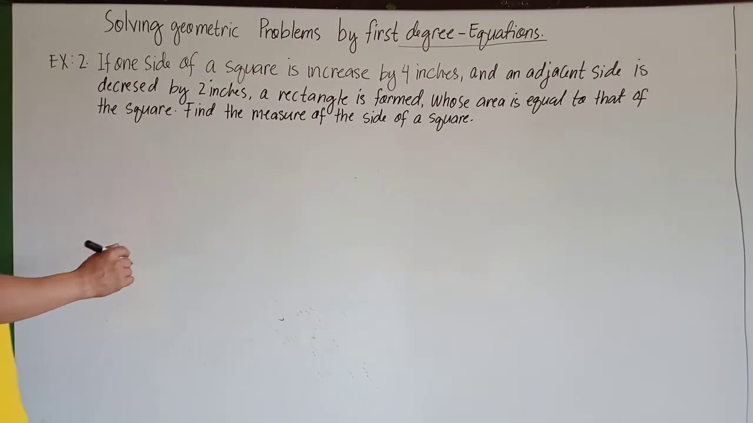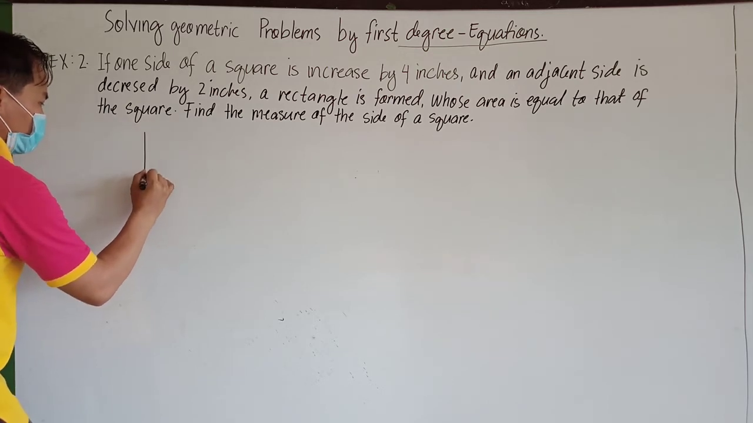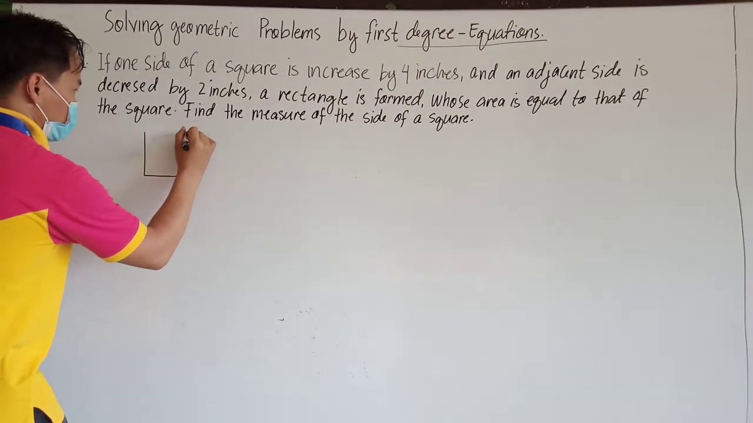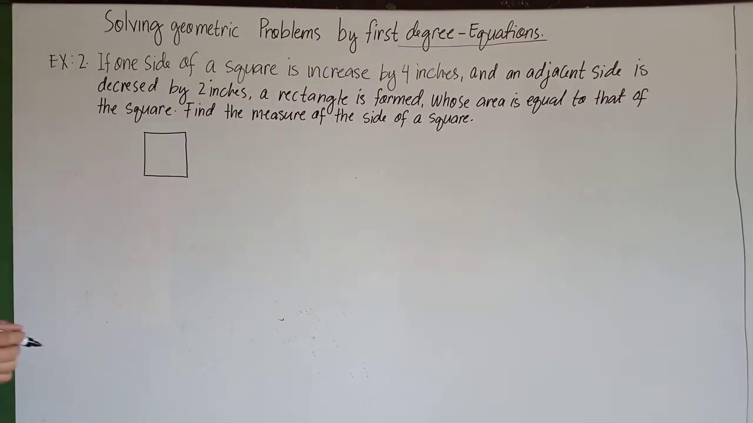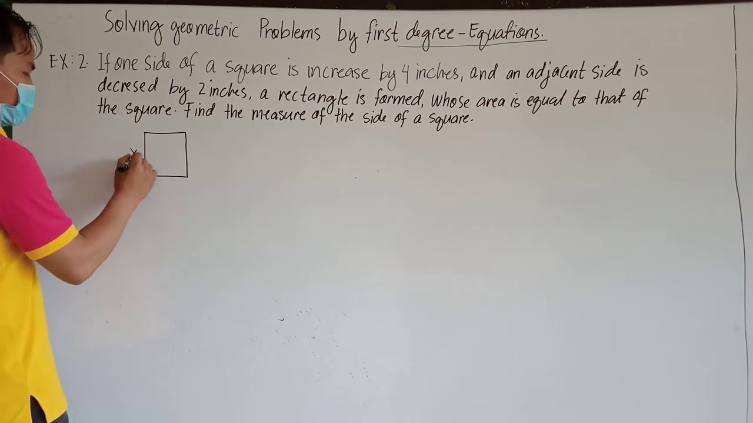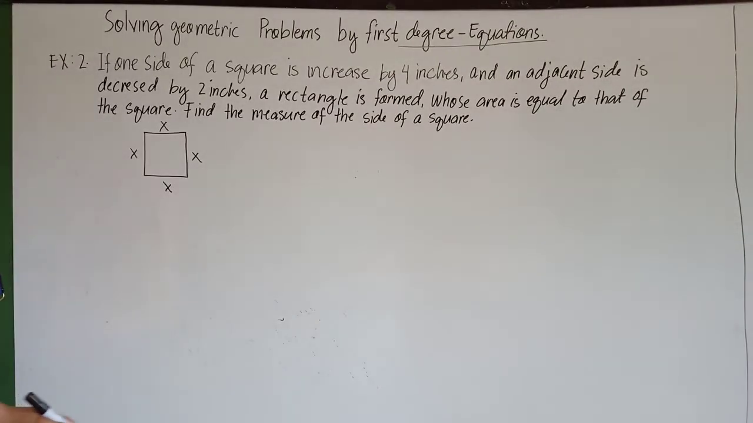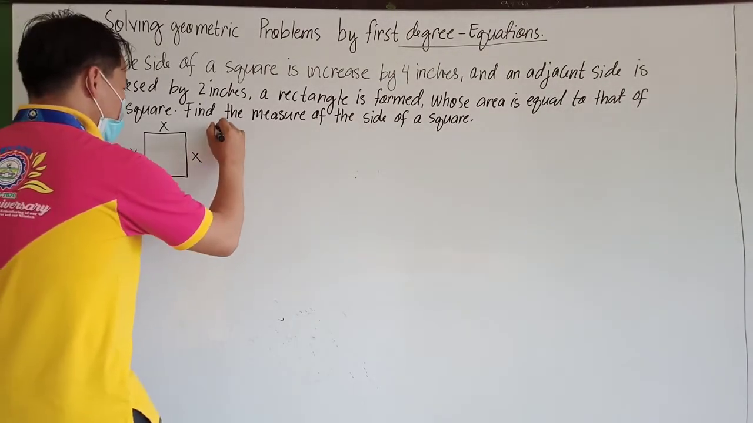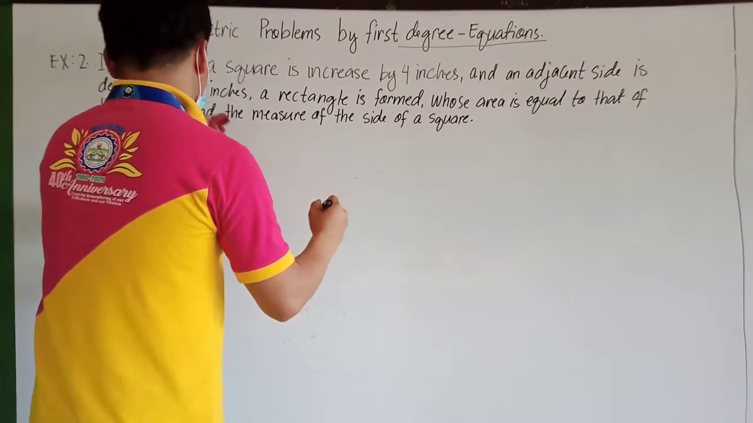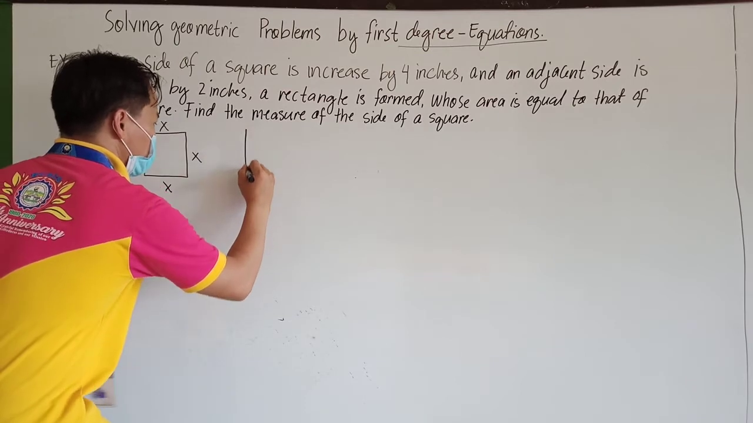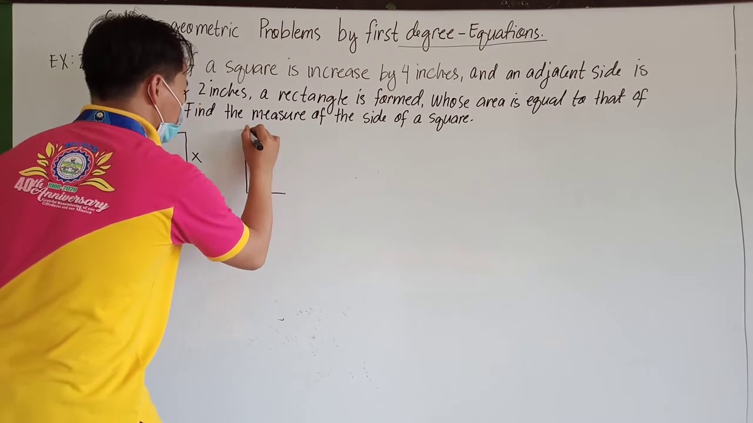Before that, we will have to represent this problem using a figure. First, we will draw a square. Let me say this one is a square. Remember always, a square has equal sides: x, x, and x. While the rectangle, accordingly, is increased by 4 inches and decreased by 2 inches.